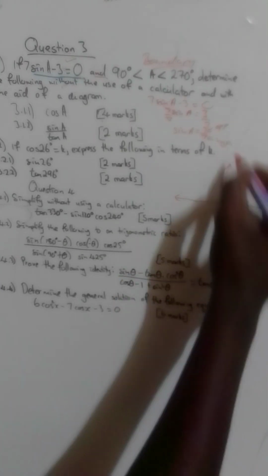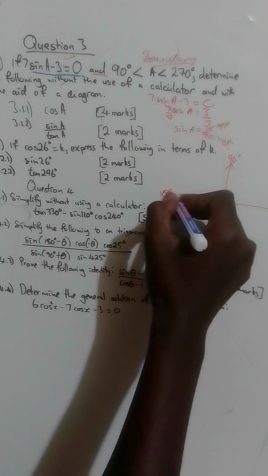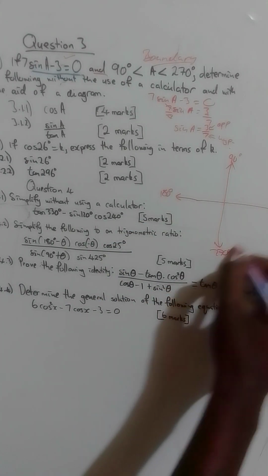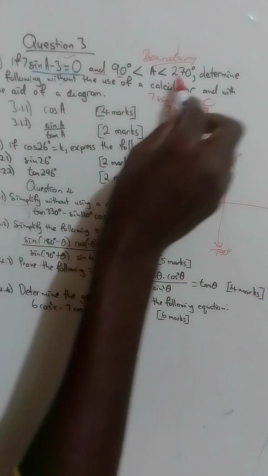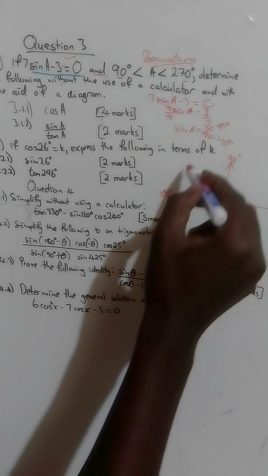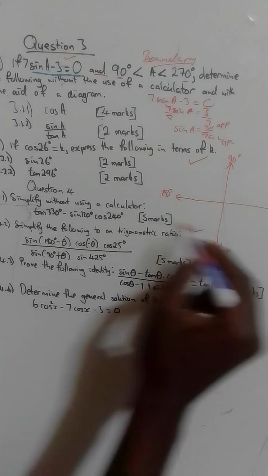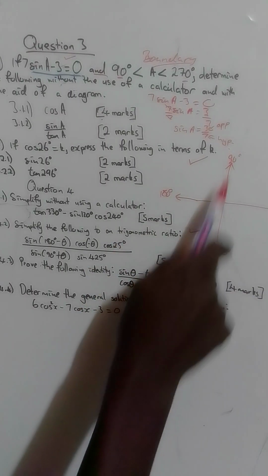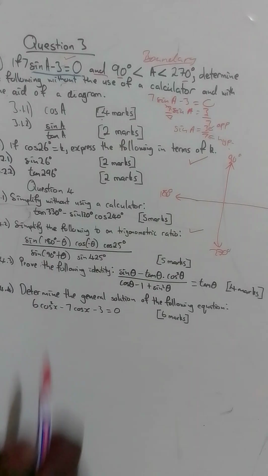We now have, this is 90 degrees, this is 0, this is 180, and this is 270, and back here is 360 degrees. So we've been told between 90 and 270, we are looking possibly to work with quadrant 2 or quadrant 3. Now 90 degrees is not included, 270 is not included. That's what is meant by these inequality signs.